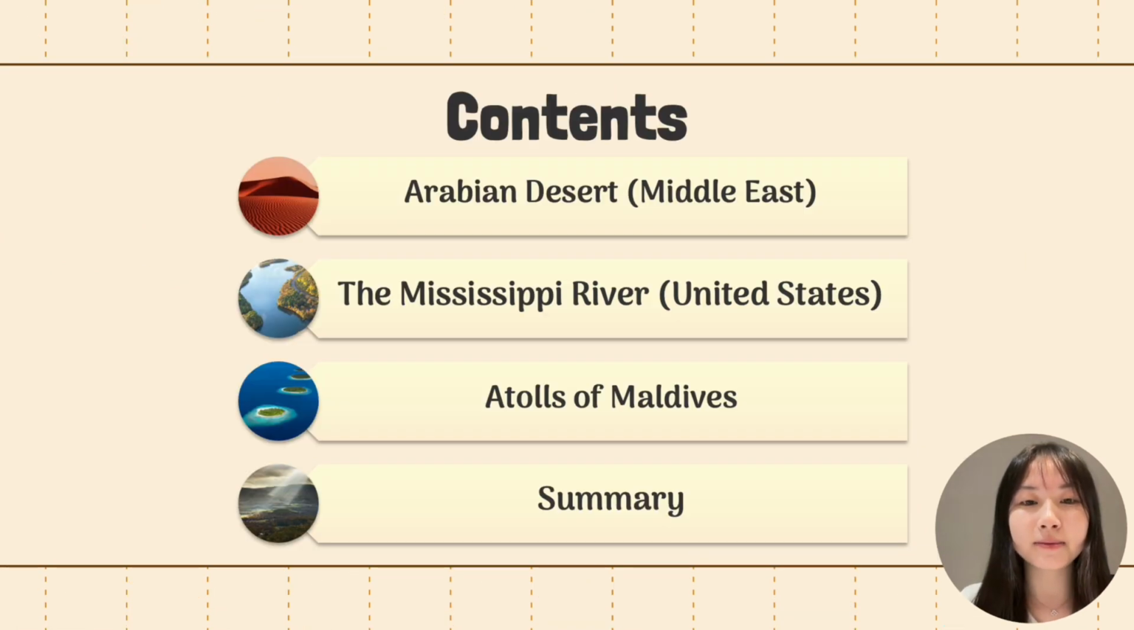Today we are taking a deep dive into three fascinating landscapes: the vast Arabian Desert, the mighty Mississippi River, and the breathtaking Maldives. Each of these locations tells a unique geological story, shaped by different natural forces over time. So let's break it down. How do wind, rivers, and ocean currents shape the land? And what kind of rocks do they leave behind? Let's find out.